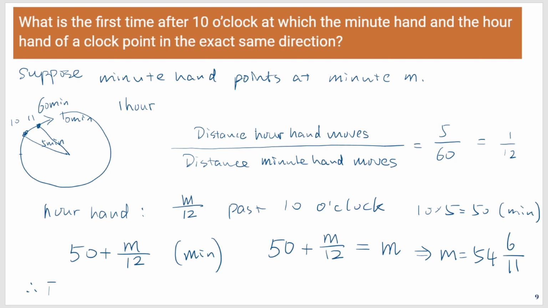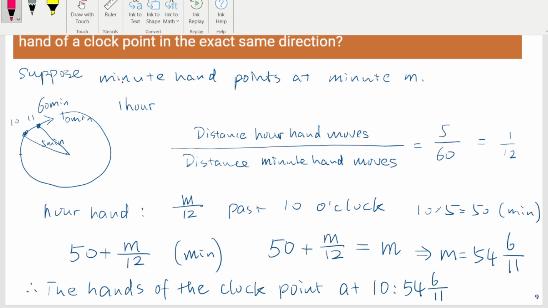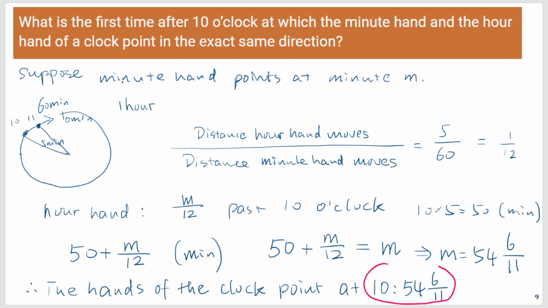Therefore, we know the hands of the clock point at 10:54 and 6/11 minutes. So this is our final solution. This is the desired time. You get it?